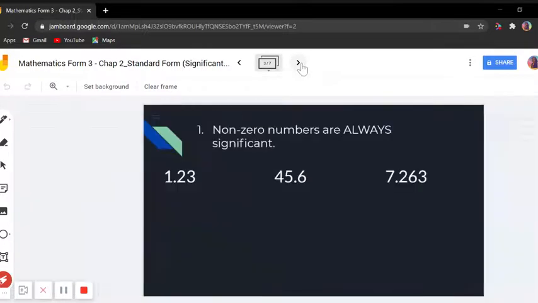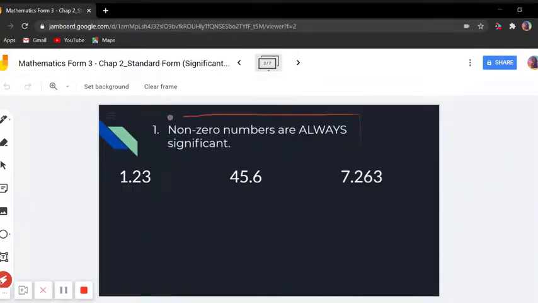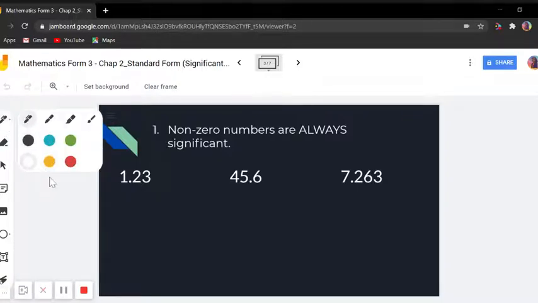Let's go to the first rule. So the first rule is non-zero numbers are always significant. The meaning of the first rule is quite direct and easy. It means that the numbers other than zero are considered significant. Let's say we have the number 1.23. All of the three digits here are non-zero numbers.